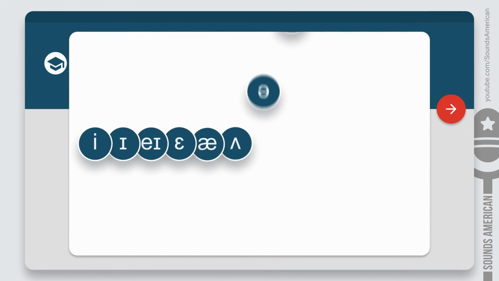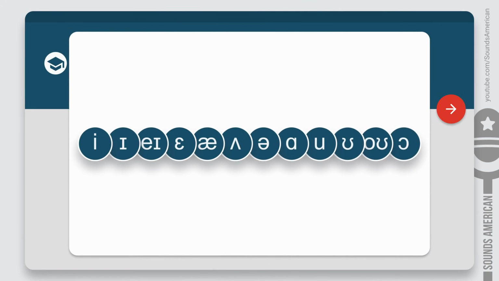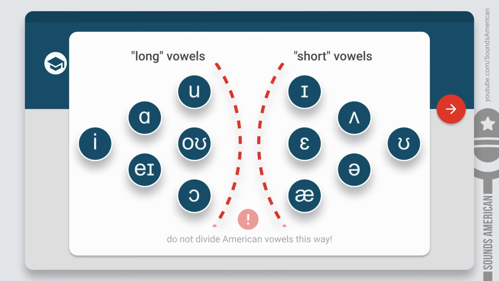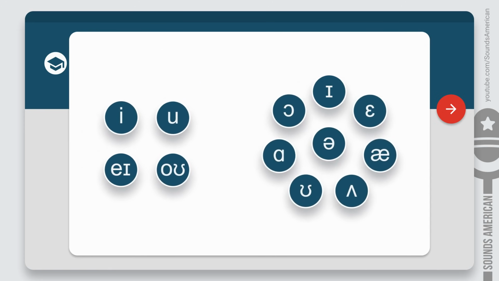As you can see, any vowel can be longer or shorter depending on the following consonant. So, it may not be the best idea to divide American vowel sounds into long and short ones. If you want to organize them somehow, it's better to use a quality which doesn't change. Vowel tenseness. Because in American English, vowels are either tense or relaxed.